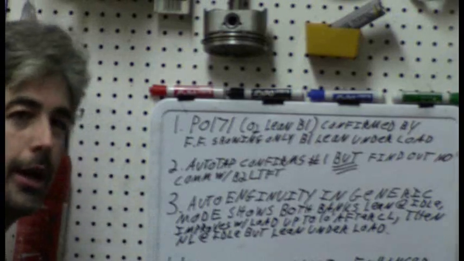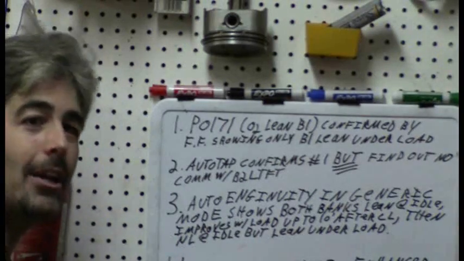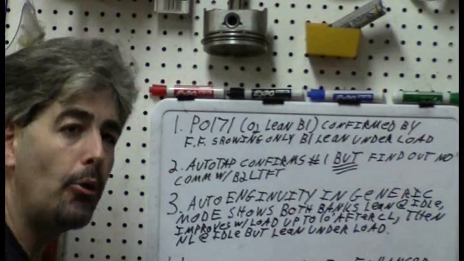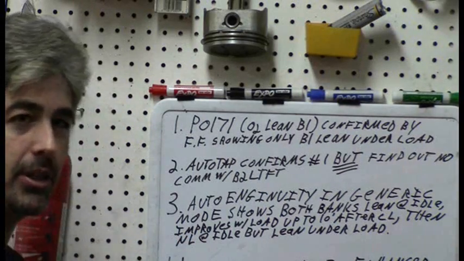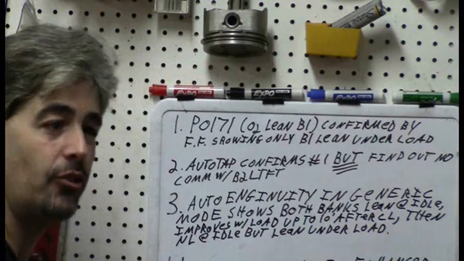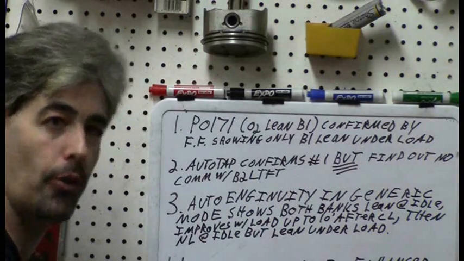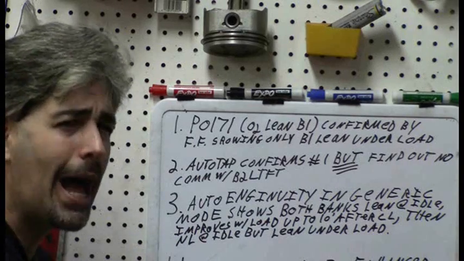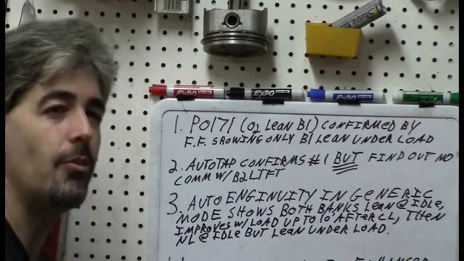So moving on with Auto Ingenuity, I find that in generic mode, it actually does show both banks do go equally lean. And that apparently in my AutoTap scan tool, bank 2 seems to be some type of substituted value for the long-term fuel trim. But why? The O2 sensor seems to be working, and the short-term fuel trim seems to be working.